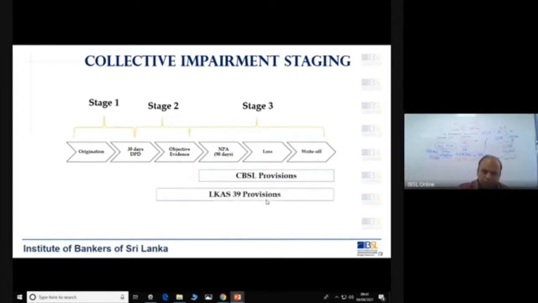And I would like to recall these three types of provisions again. CBSL provisions started when all the 90 days had gone. LKAS 39 provision started with the objective evidence. Now SLFRS 9 starts from day one itself.